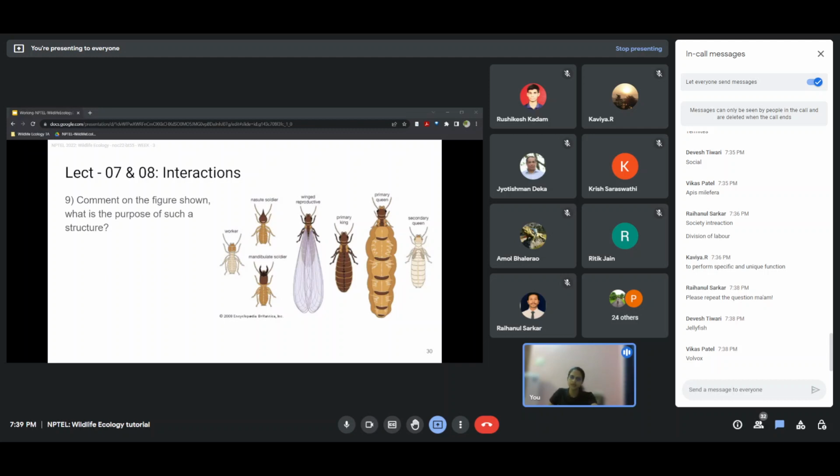All right. So yes, just summarizing, this is a termite social hierarchical structure, and there is a division of labor in such social structures where each caste, in this case it is called a caste of species, performs a particular function. Right. All right. Next question.